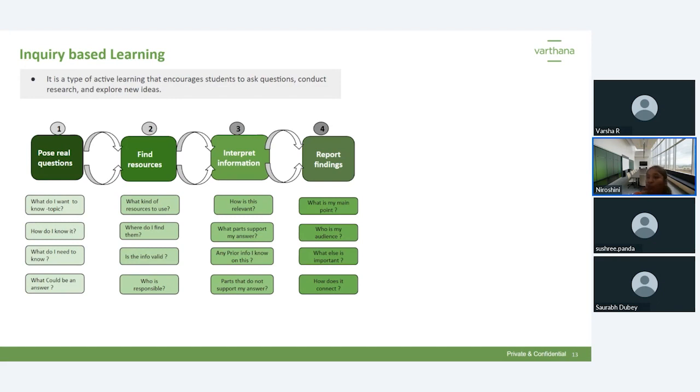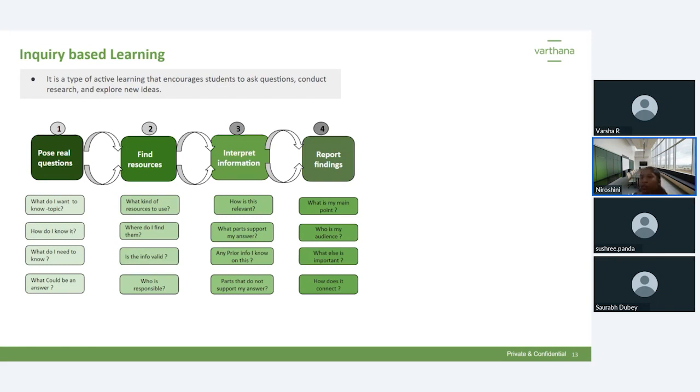So they need to understand whether whatever piece of information they are trying to process is relevant to the topic, or what parts of the concept support the answer that they are looking for, and do they know any information prior about this. And what parts do not support the answer? This is a very, very important guiding question. They need to just leave those off.